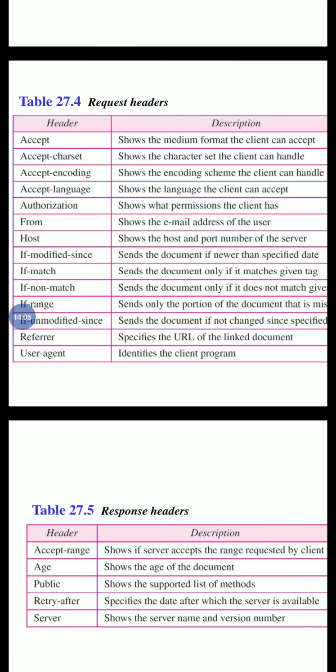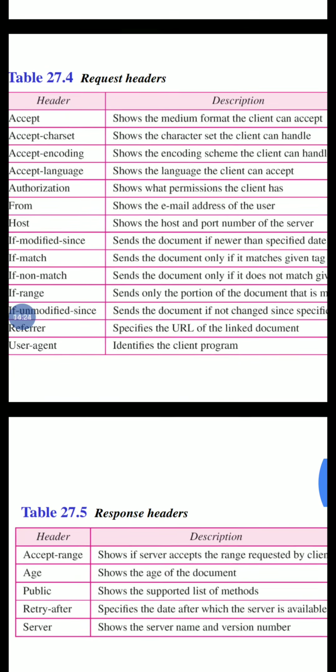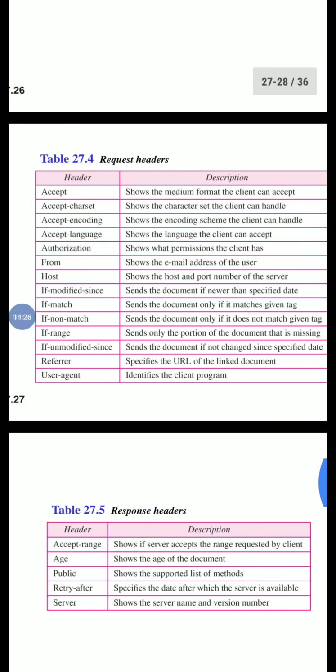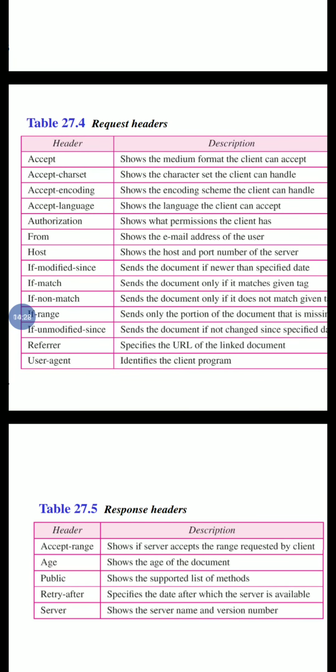So what is the medium that has been there in between the client and the server, that can be specified by the header Accept. Then we will have Accept-Charset, which shows the character set the client can handle. So we'll have the various character set formats like Unicode and all these things. So for example, you can consider Unicode. This is one of the character set formats that is used in between the client and the server.